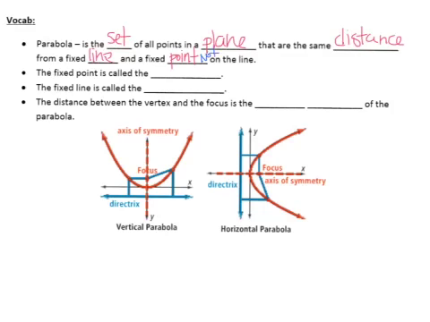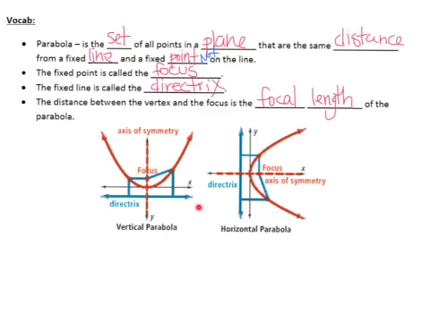Now the fixed point is called the focus, and the fixed line is called the directrix. The distance between the vertex and the focus is the focal length of the parabola.